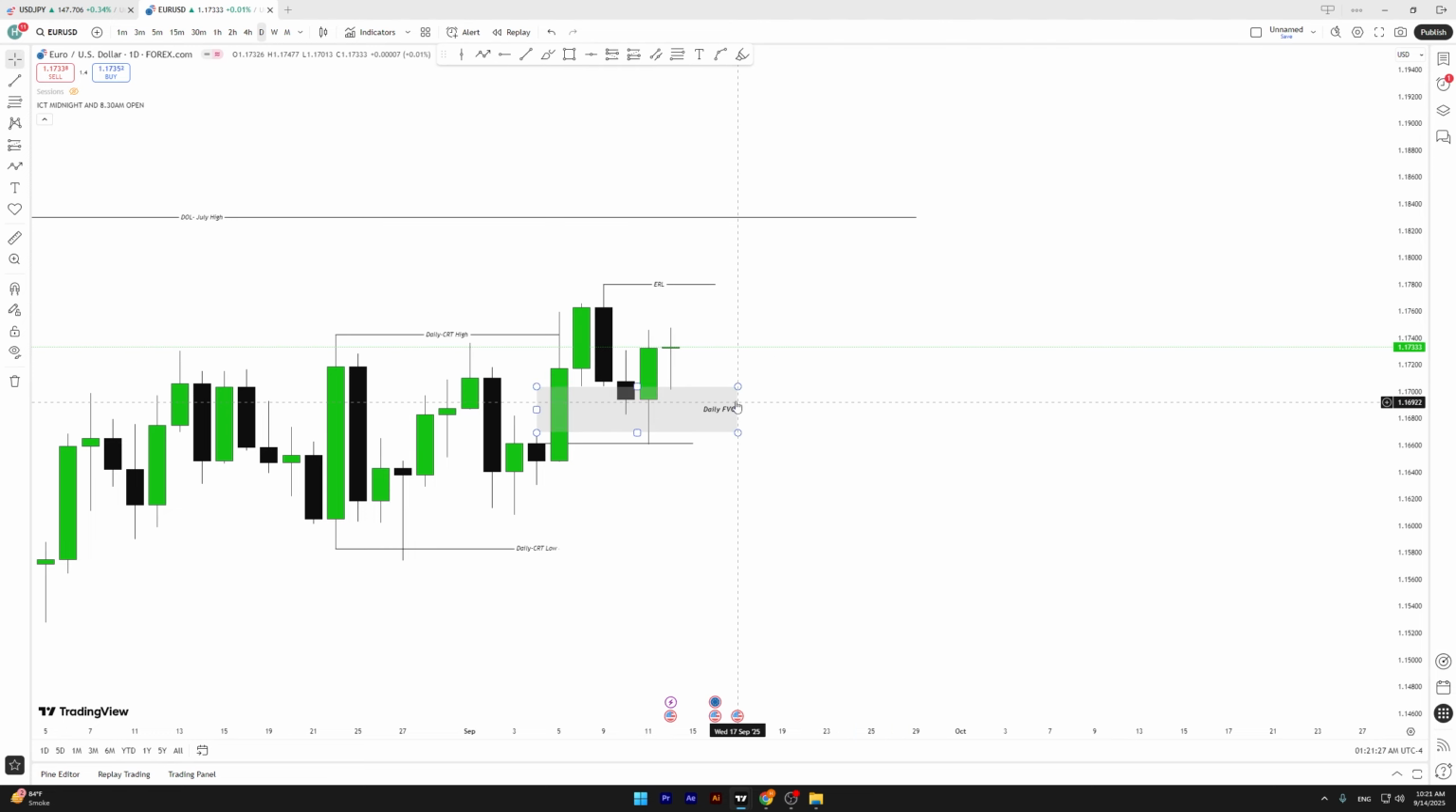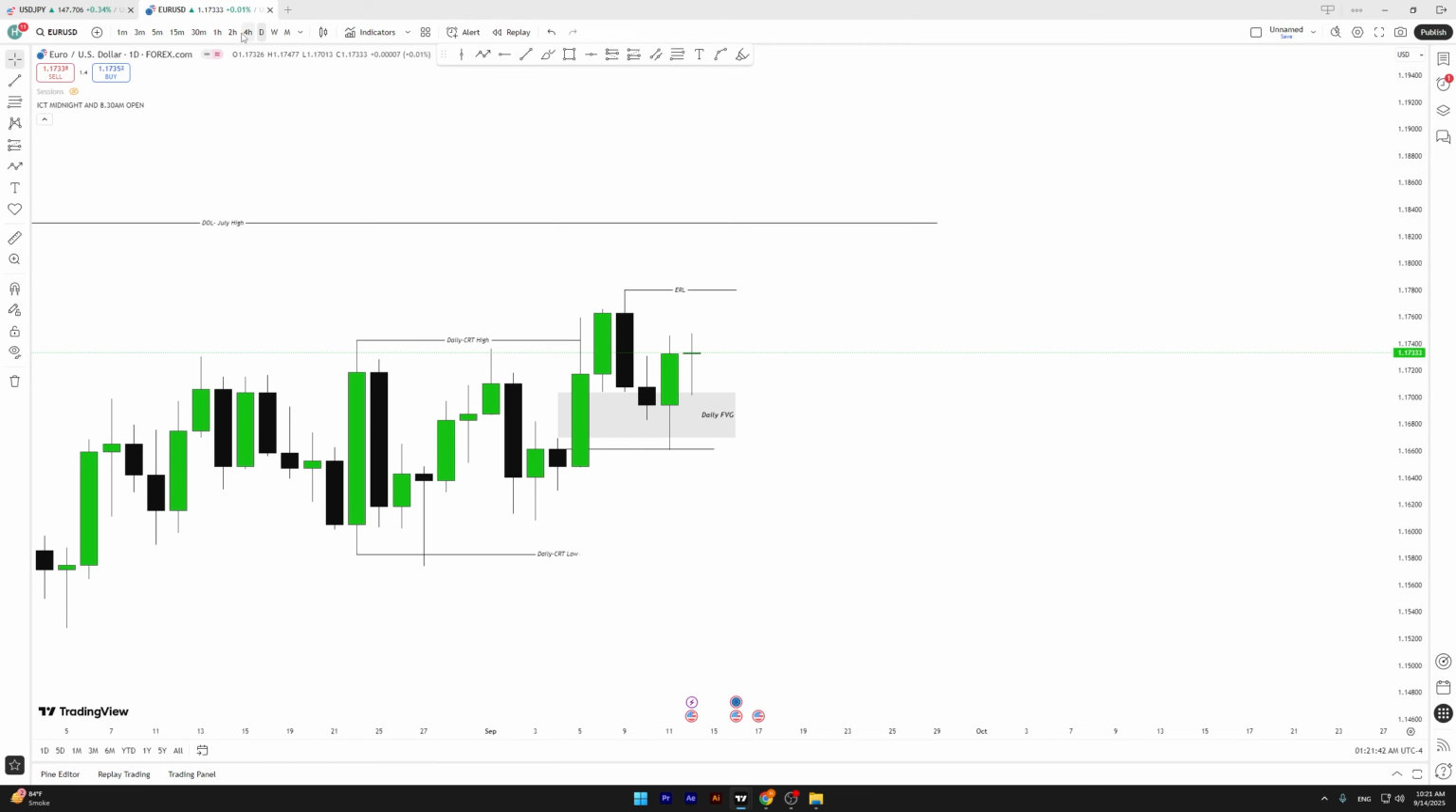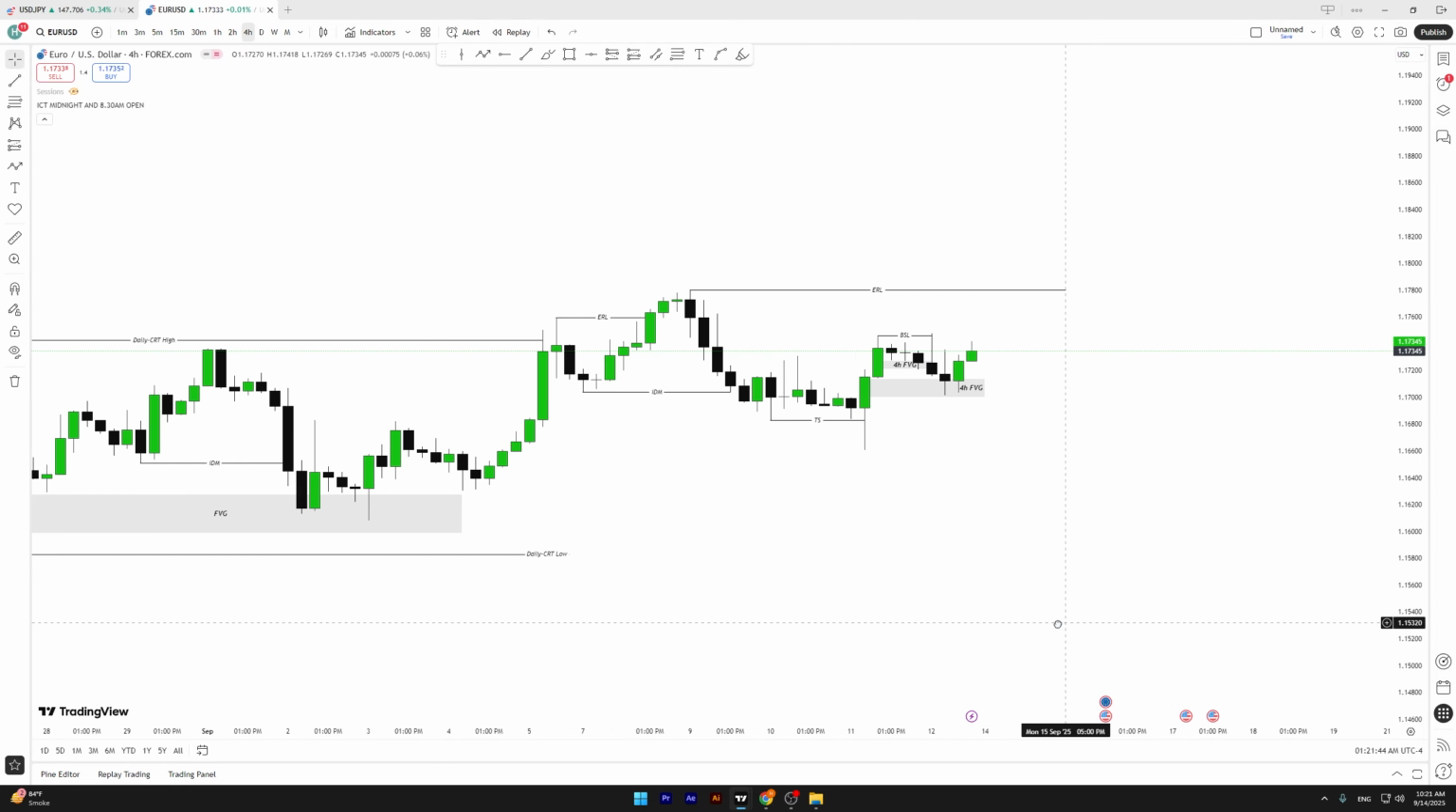So price released to the downside to take out the internal liquidity. This was the internal liquidity in the form of FEG, and this was the order block. Price stepped into the order block, and then our target became external liquidity. So this was the daily time frame, and this was the 4-hour.